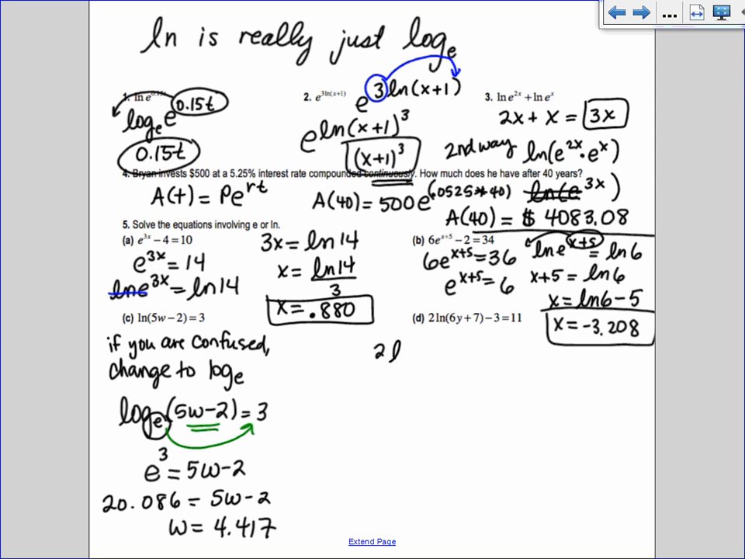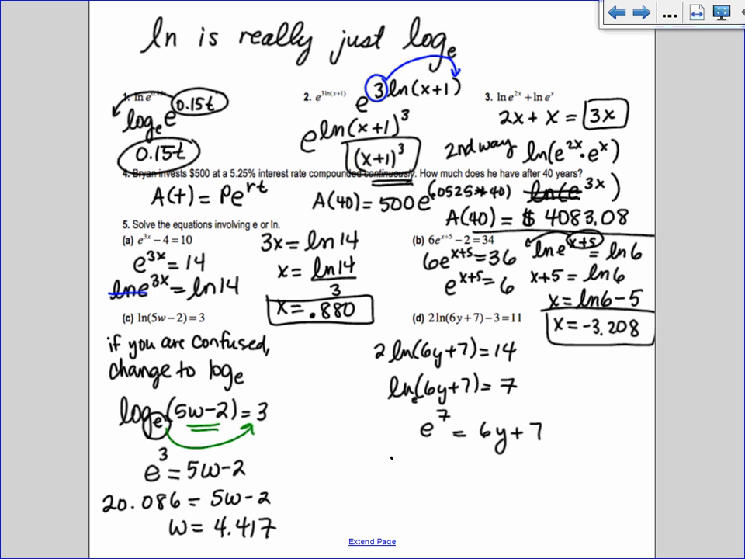So we're going to have 2 natural log of 6y plus 7 equals 14. We divide by 2. So natural log of 6y plus 7 equals 7. Remember, natural log is just log base e. If you get confused, you can write it as log base e, like a little e there. So we're going to have e to the 7 equals 6y plus 7. e to the 7 is a number. We find it. It's like 1,096 point blah blah blah.